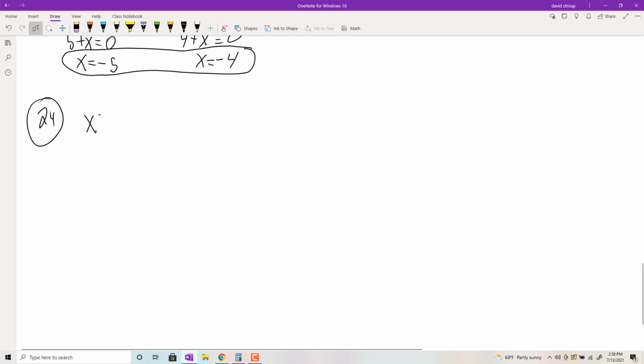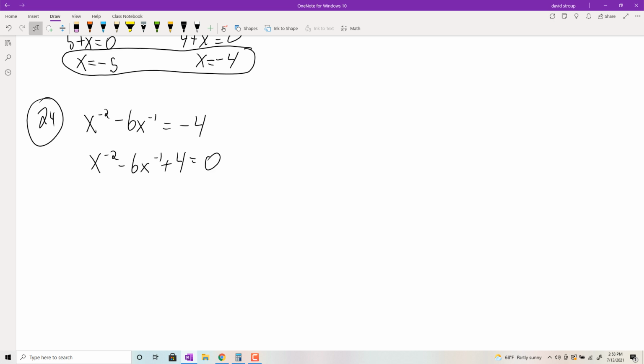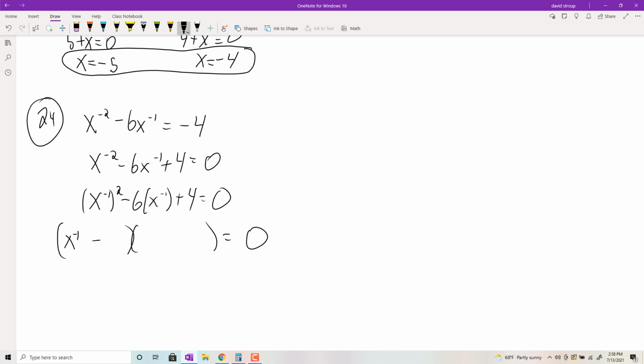So we have x to the negative 2 minus 6x to the negative 1 equals negative 4. I'm going to add the 4 to the other side. And its quadratic form is like this. So the base part of it is the x to the negative 1. Then we're going to factor. Has to be minus minus.